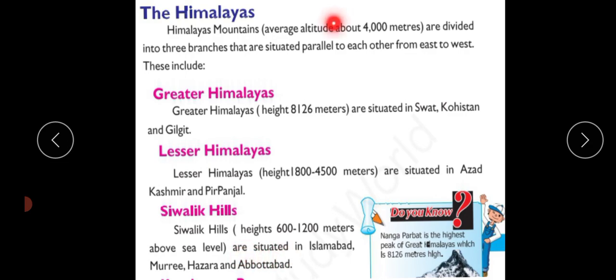Now this was about the Himalayas. What does the word Himalayas mean? Himalayas means the land of snow, and these mountain ranges are covered with snow all the year round, and it has three further branches: the Greater Himalayas, the Lesser Himalayas and the Shivalik Hills. Greater Himalayas की height 8126 meters, Lesser Himalayas की height 1800 से लेकर 4500 meters तक है, and Shivaliks की हाइट 600 से लेकर 1200 मीटर्स तक है.